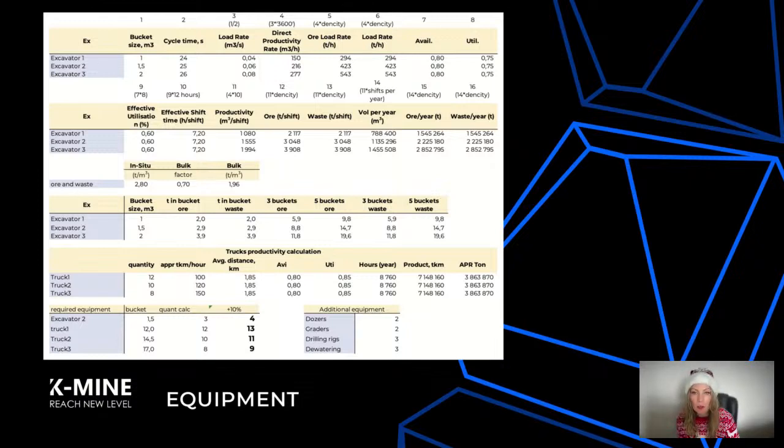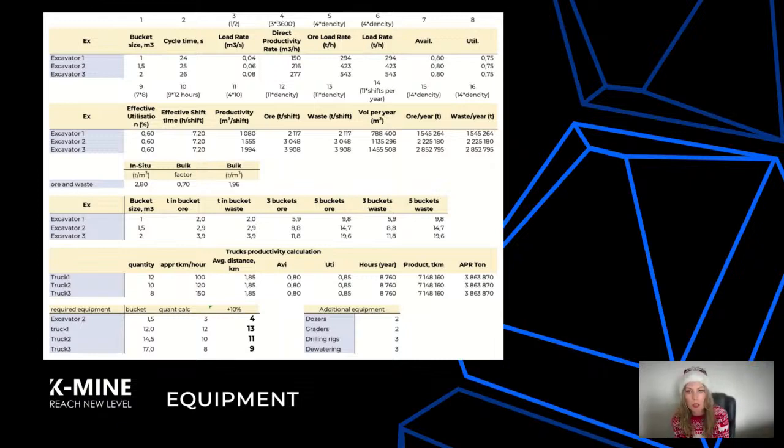To work out the effective working time in a shift, we multiply the length of the shift by this effective utilization rate. Then, taking the direct productivity and multiplying it by this effective work time, that gives us our productivity for this shift. Finally, we calculate how much ore and overburden we can handle and multiply our shift productivity by the density of each material. And to get a yearly perspective, we scale this up based on the number of shifts and days in a year. For dump trucks, we aimed for efficient operation.